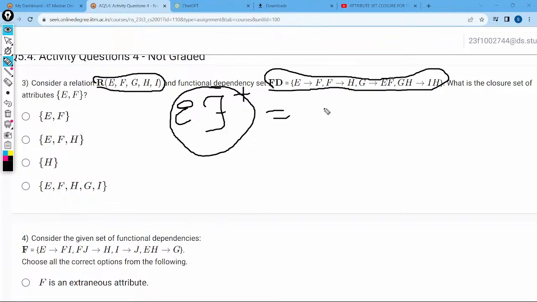Immediately, by default, you would write EF because they are a subset of the given. Now from F we can map H, hence H would also come. Now, is there something else we can map through? Nothing. So it is simply EF and H.